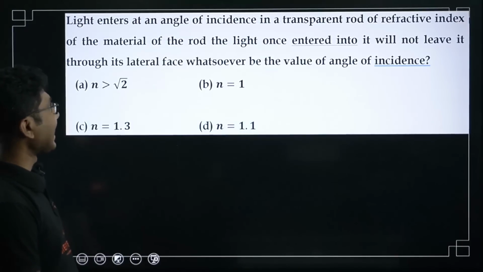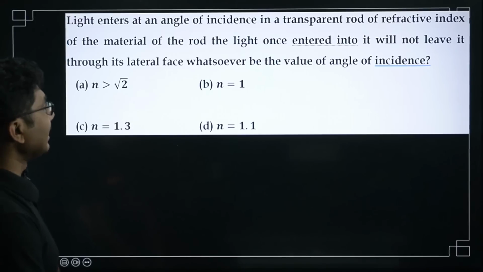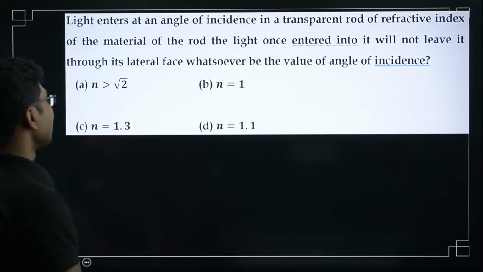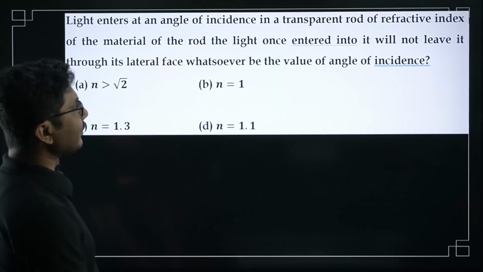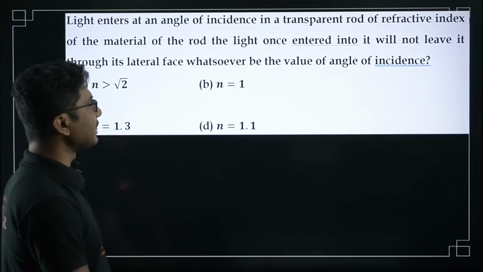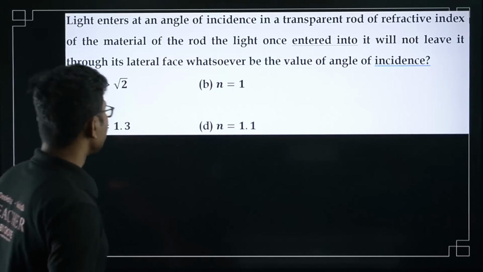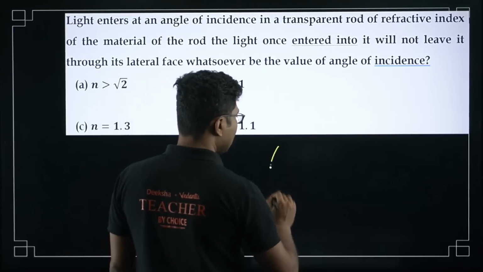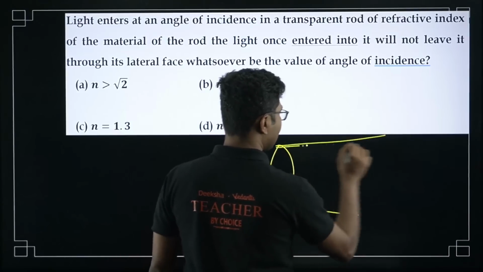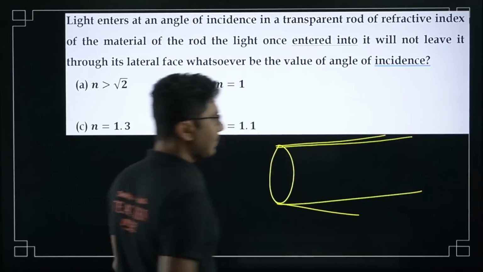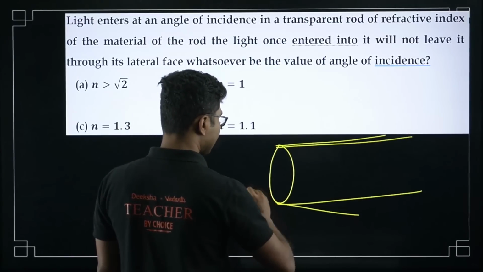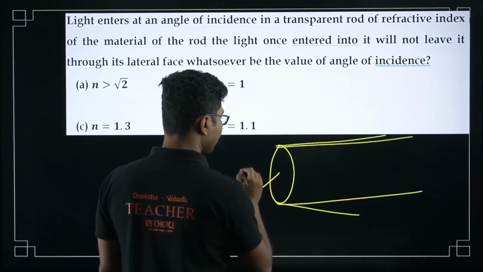Light enters at an angle of incidence in a transparent rod of refractive index n. What is the refractive index of the material of the rod such that the light, once entered into it, will not leave it through its lateral face, whatsoever the value of the angle of incidence? So here we have an optical fiber kind of structure, cylindrical shape, right? Now a light enters into it at some angle of incidence. So what is the angle of incidence?